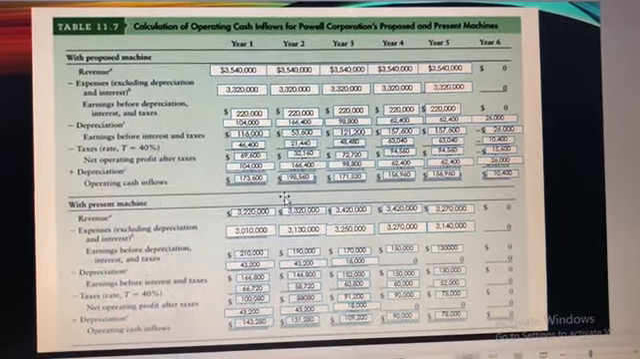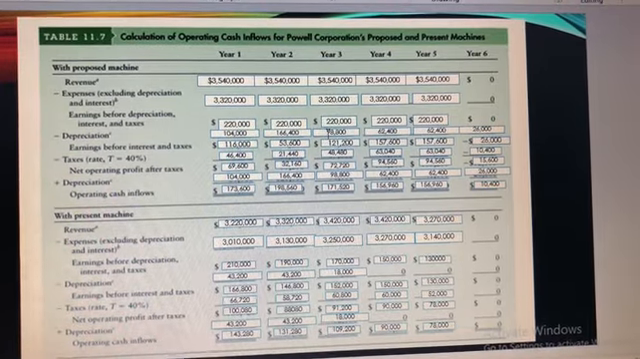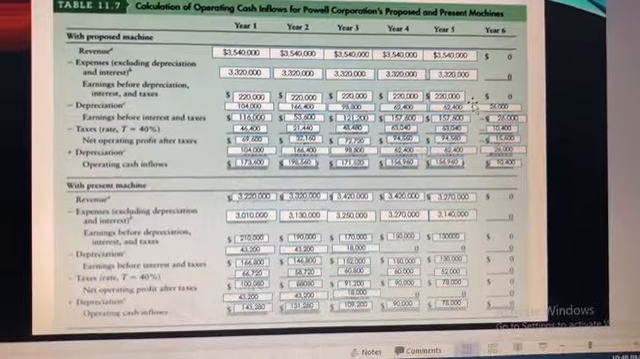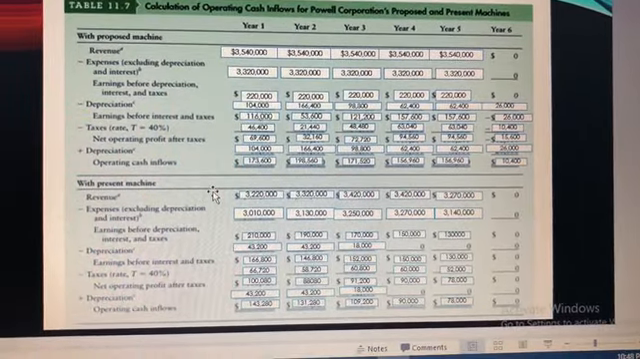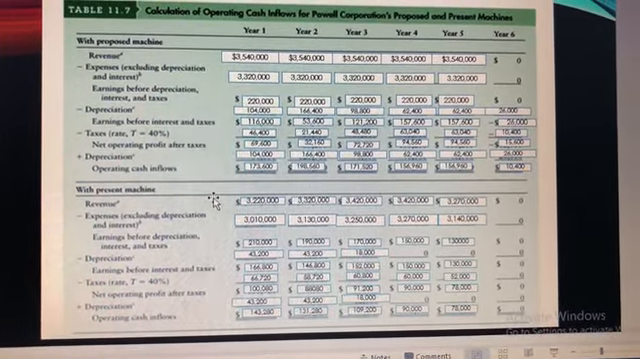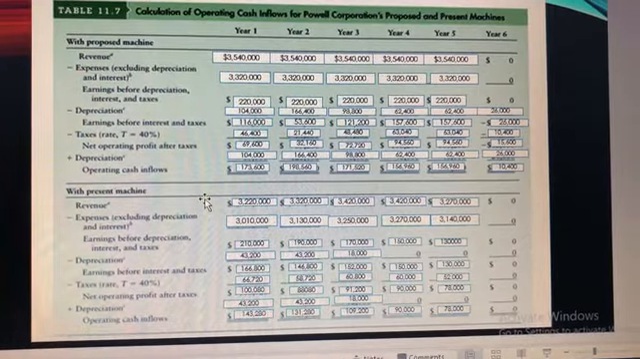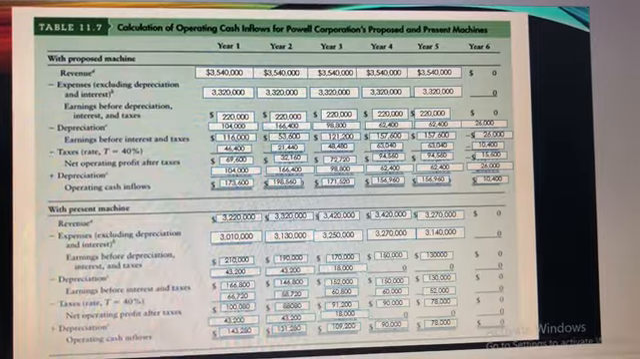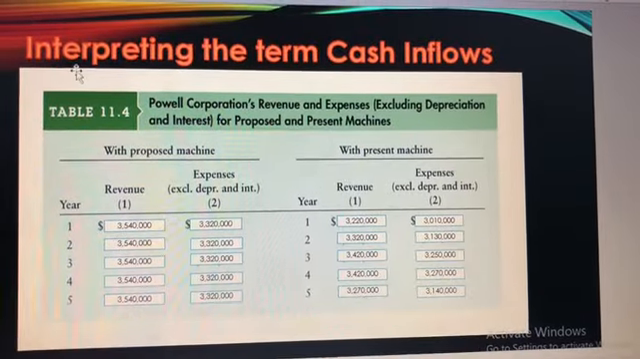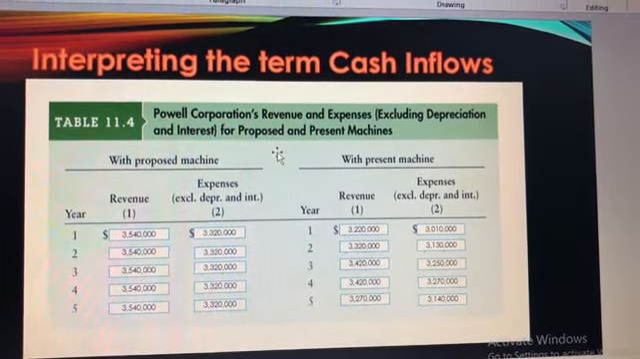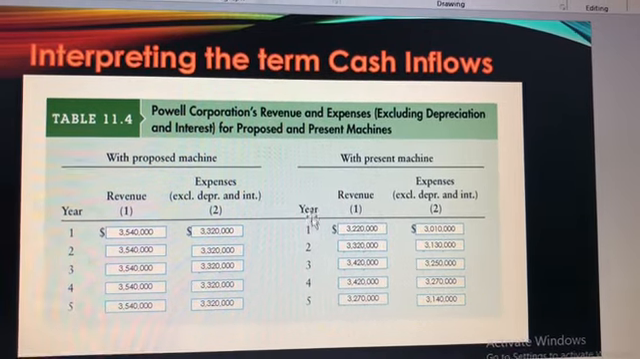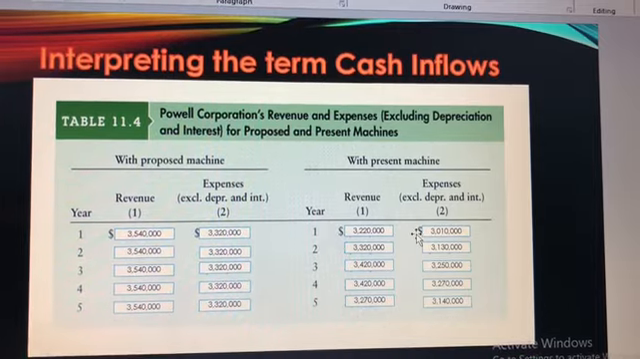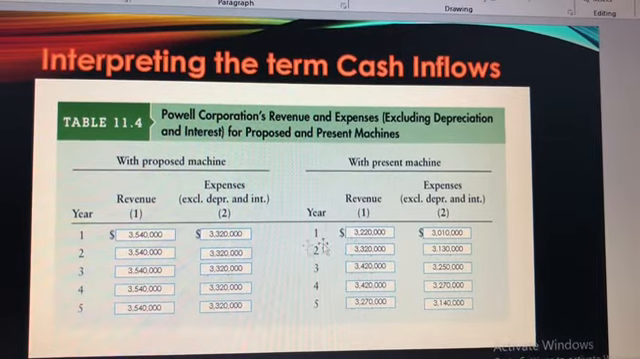And we do the same for the following years, for year 3, year 4, and year 5, all the way to year 6. Now we're going to look at solving with the present machine. Here with the present machine, we'll take the same, the revenue minus the expense, which is also found in table 11.4 with our present machine, 3,220,000 minus our expense of 3,010,000.